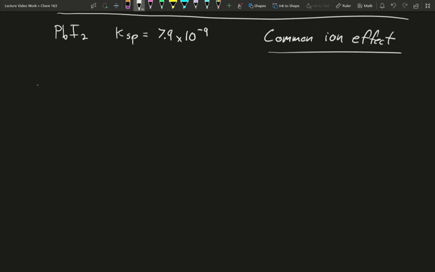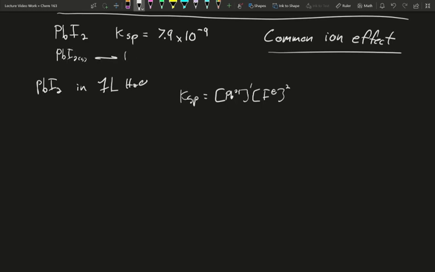So first, what if we just put lead iodide in 1 liter of water? Normally we'd set up that our KSP is going to be equal to the lead 2 plus to the first power and the I minus to the second power, because our lead iodide solid will be in equilibrium with the ions lead 2 plus aqueous and 2 I minus aqueous. We're going to find some equilibrium concentration. That'll be X for the lead, and that'll be 2X for the iodide, because we'll have twice as many.